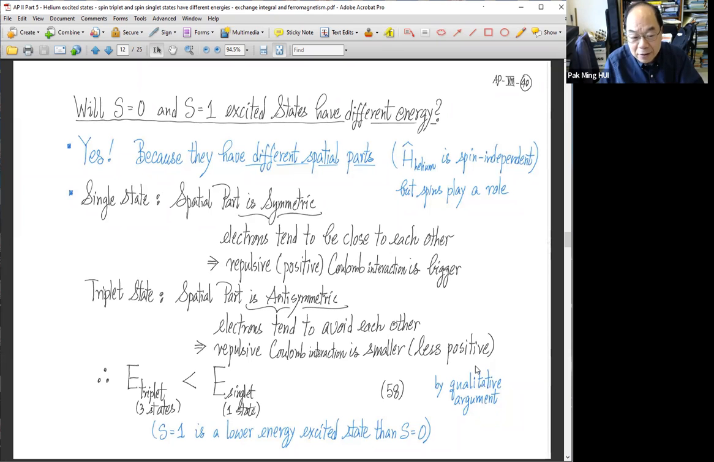Therefore, we expect energy-wise, the lower energy excited state will be a spin triplet state, the S=1 state, and the singlet state will be at a slightly higher energy. So that is by qualitative argument, realizing the common sense in the behavior of the spatial part of two particle wave functions.